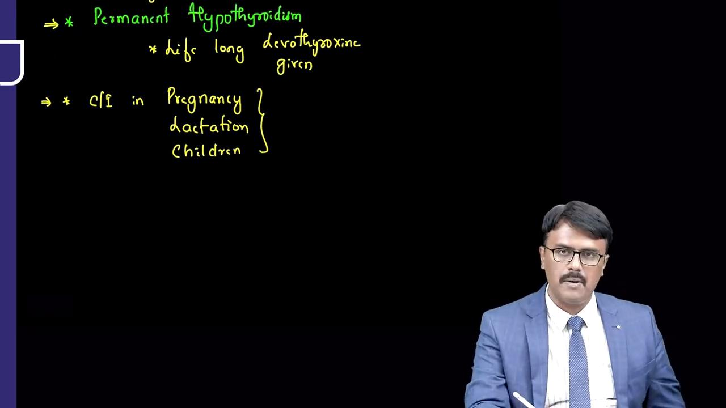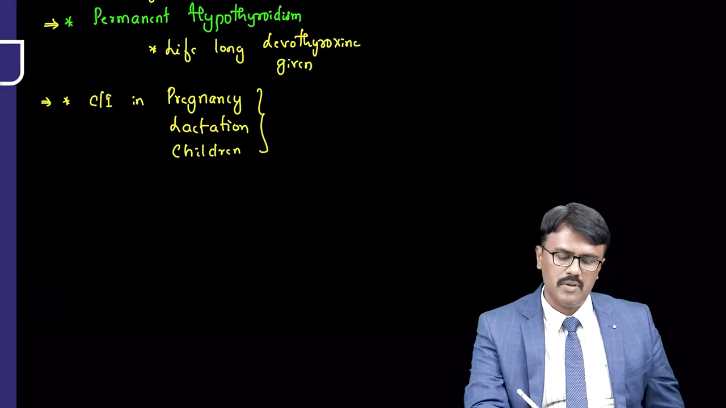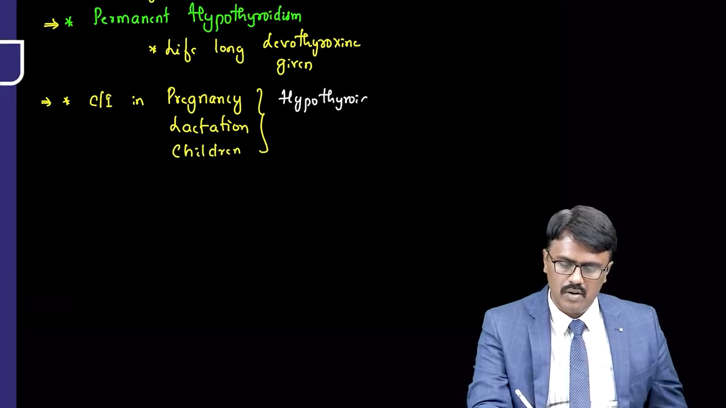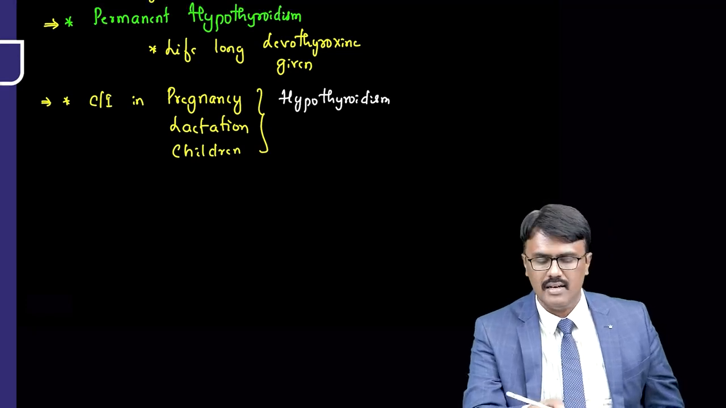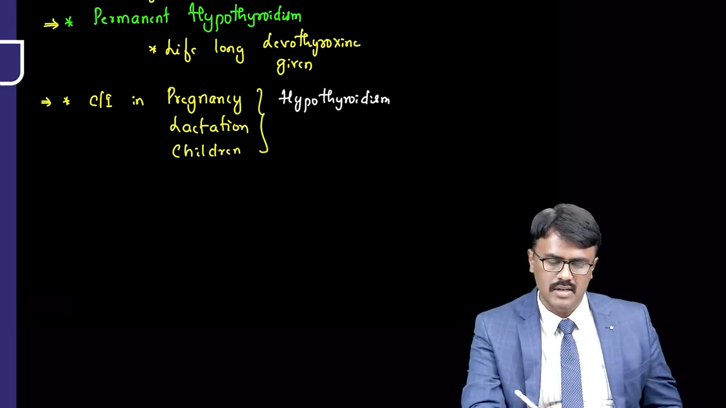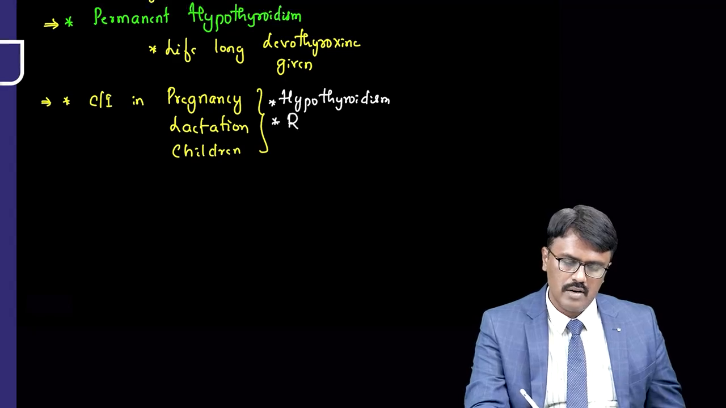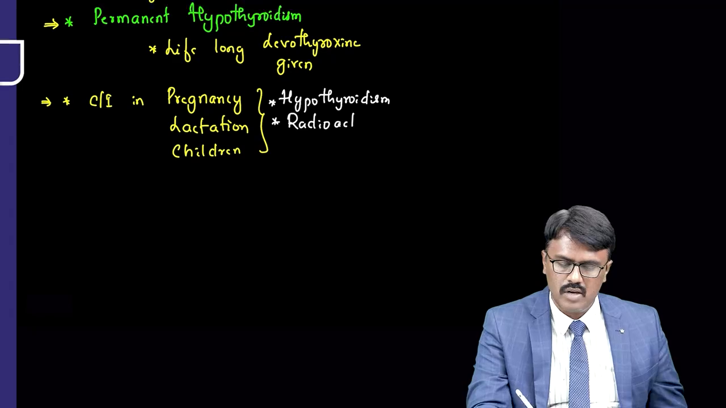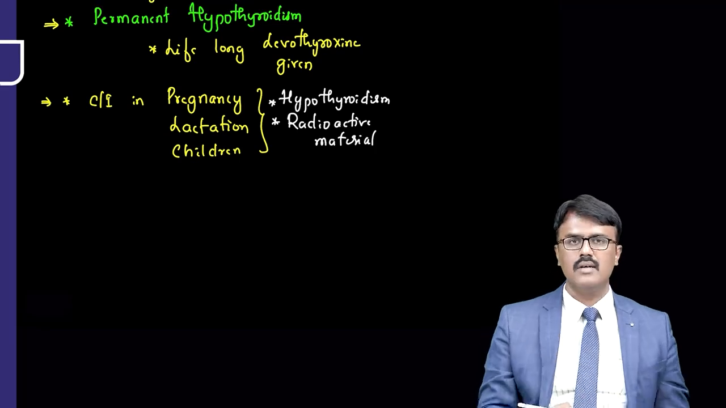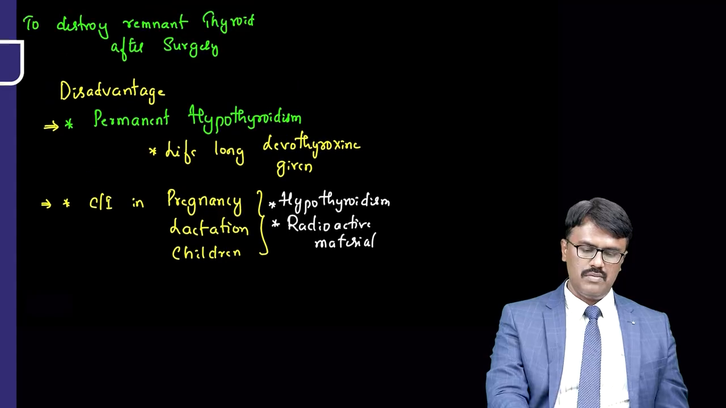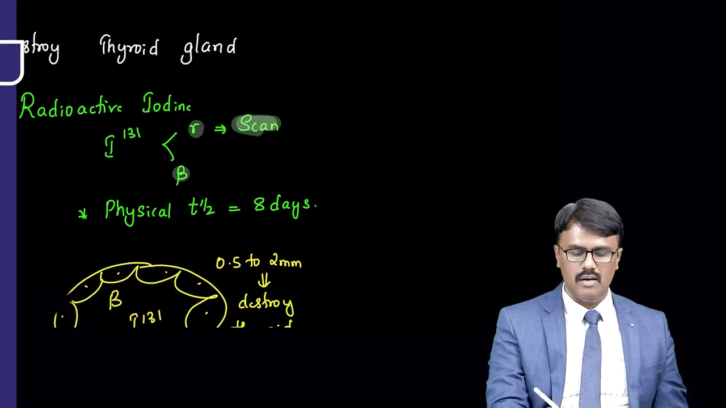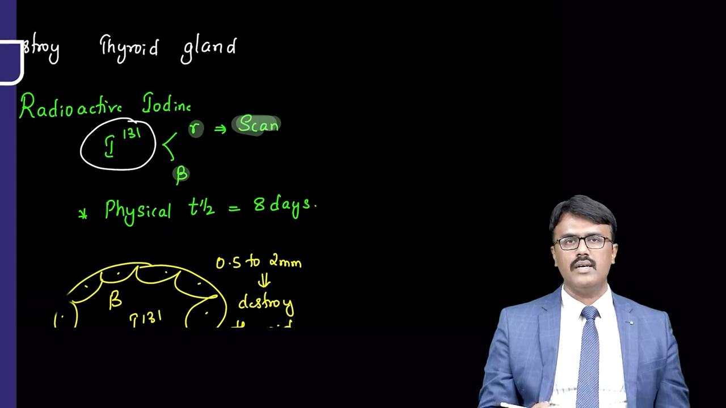The reason is simple. Number one, they produce permanent hypothyroidism, and we know all these patients, pregnant, lactating, and children, require thyroxine very much in that phase of life. Second, what we are giving is radioactive material, so radioactive material should not be given to pregnant, lactating women and children. So this is the disadvantage of radioactive iodine. These are the advantages, and this is how radioactive iodine works, and we call it radioactive iodine 131.